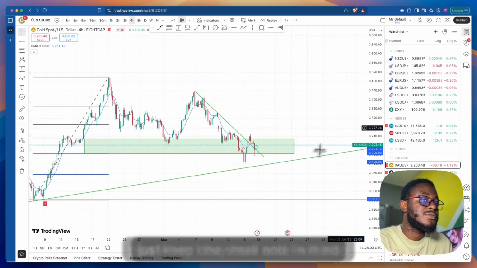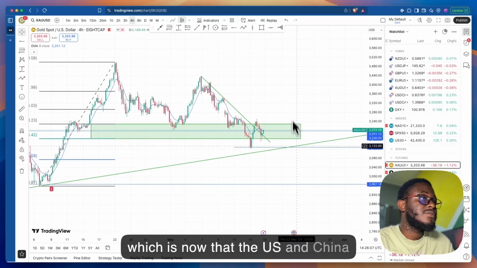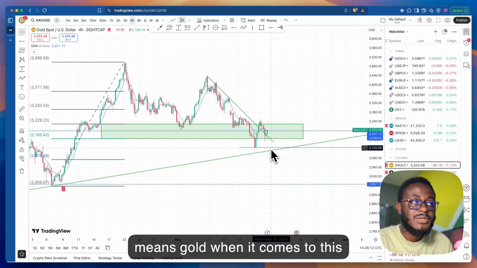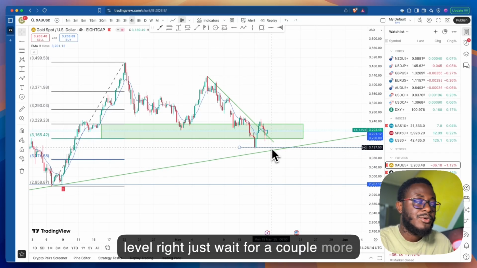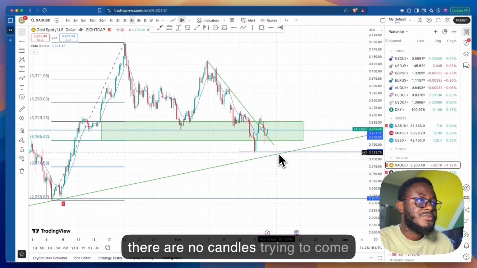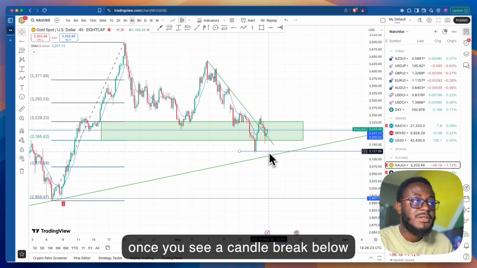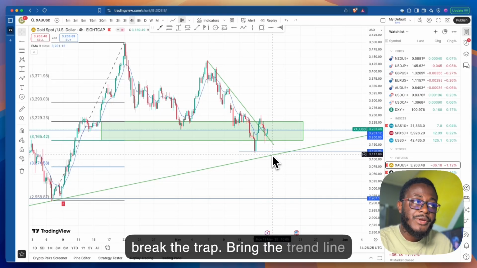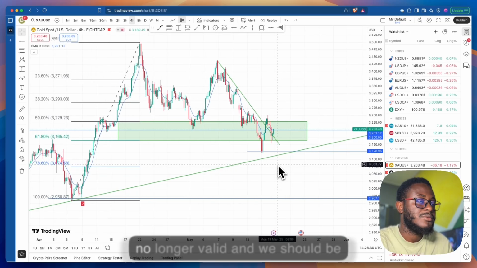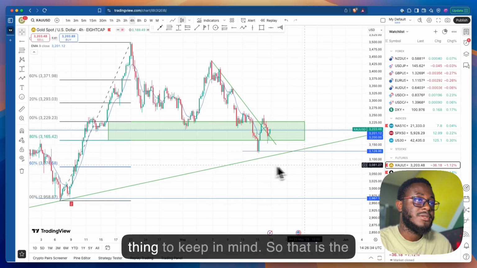Yeah. And I'll also just keep one small note in mind, which is now that the US and China have reached an agreement, it means when gold comes to this level, just wait for a couple more confirmations. Double check to see if there are no candles trying to break below this level. Because once you see a candle break below this level and close below it, break the trend line and close below it, then we should know that, okay, probably our buy setup is no longer valid and we should be looking at sells. Okay, so that's just one thing to keep in mind.